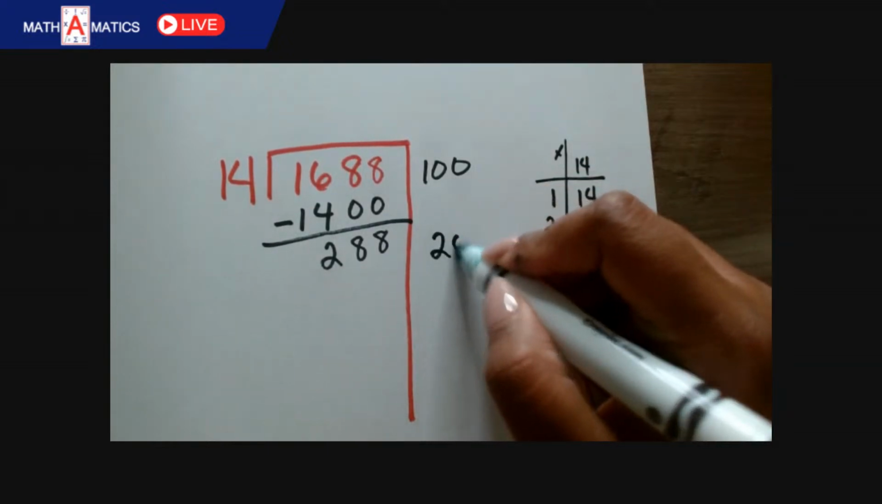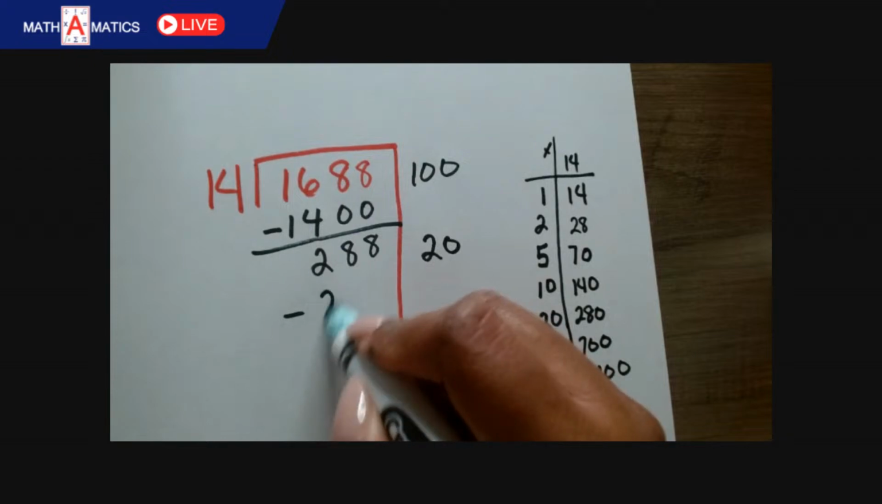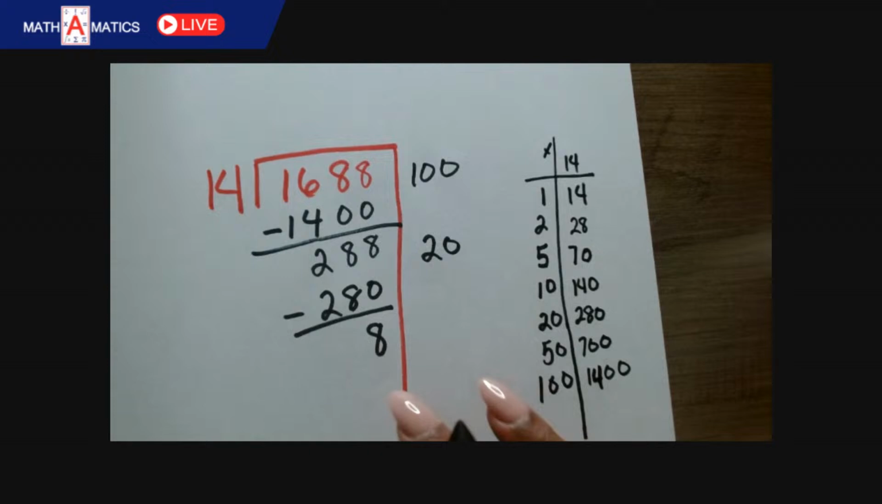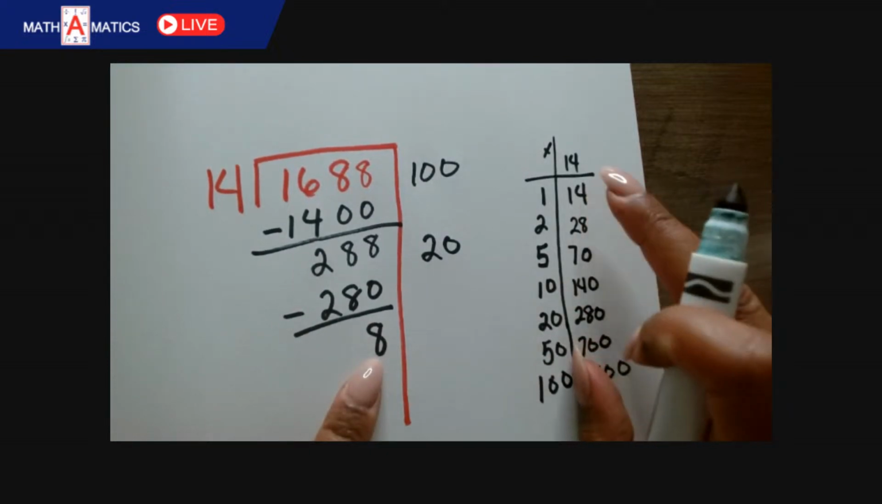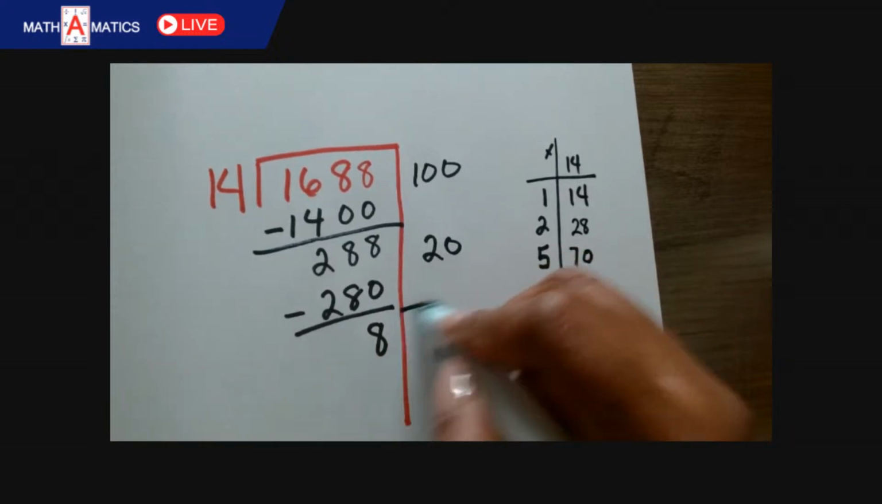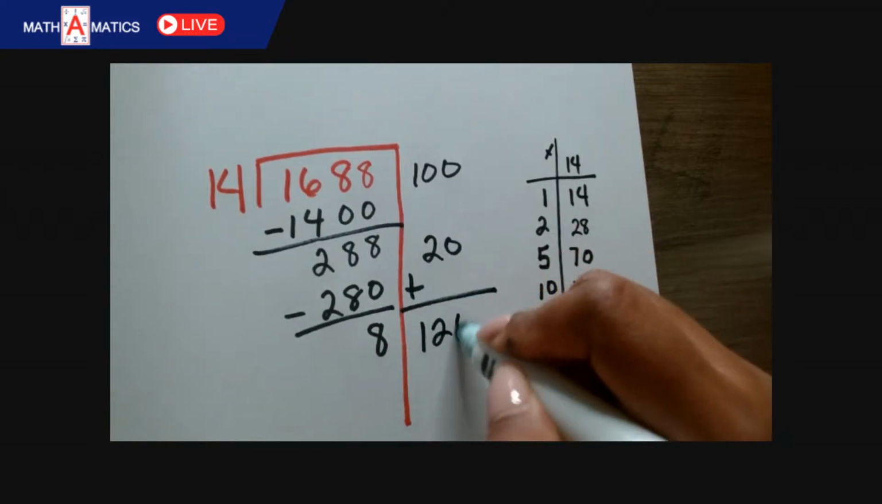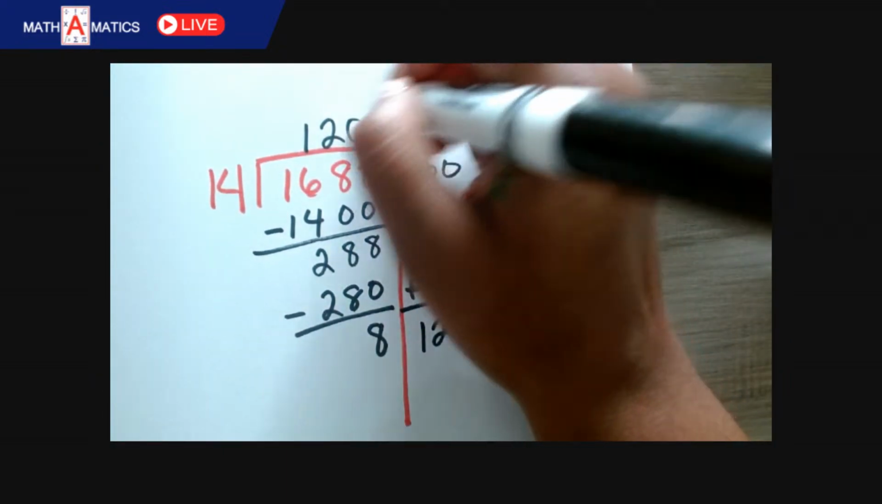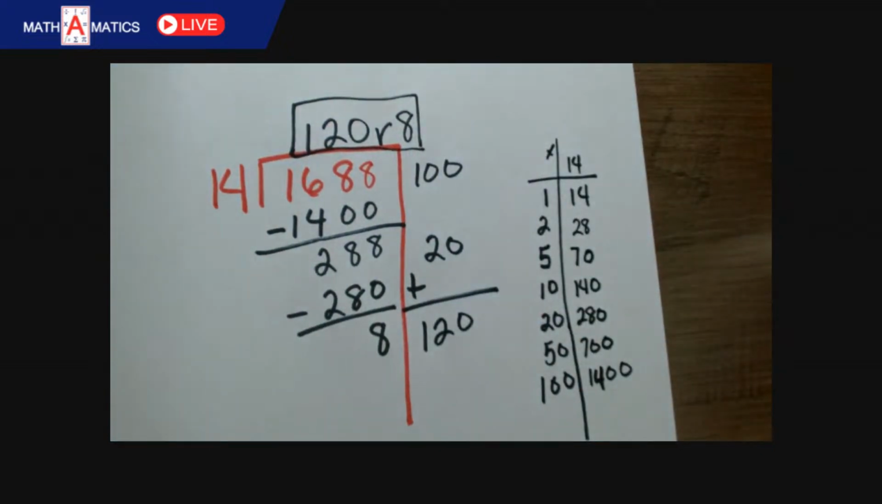So now we're going to put 20 here. And we're going to subtract 280 from here. And we'll get 8. And those are zeros. So we get 8 left, which is smaller than 14. So that's actually going to be our remainder. So we're going to add these two together. So that gives us 120. So our answer will be 120, remainder 8 for this problem. And that's how you do division by partial quotient. Would you like me to do another one? Does that make sense?